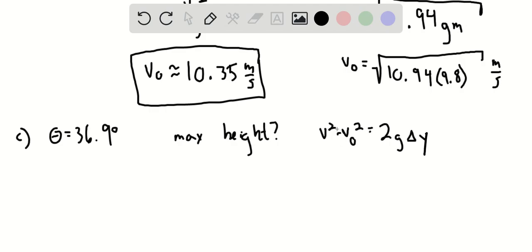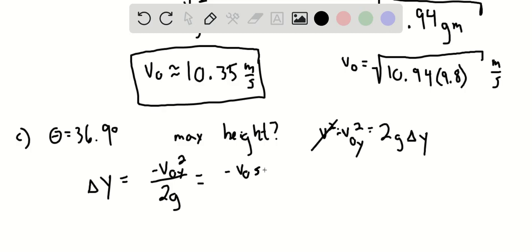And when it gets to its max height, of course, V squared is zero. So then we can just say delta Y equals negative V naught squared over 2G. And we should be careful that this is really in the Y direction. So that's going to be negative V naught sine theta, squared, over 2G.